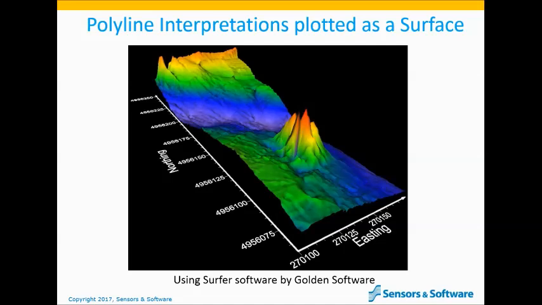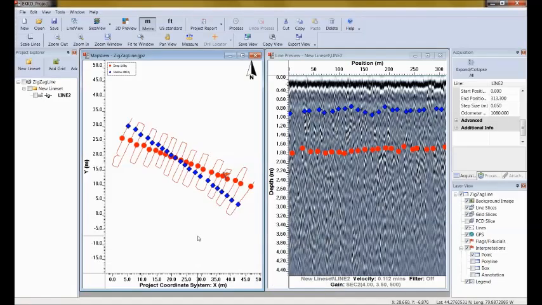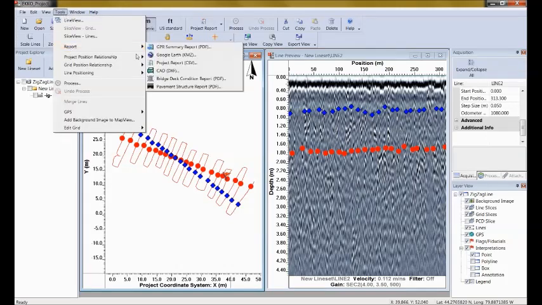Okay, the last thing I'm going to do, the last type of report that we're going to look at is the CAD report. And I'll try to be quick on this one because I know I've gone over time. So you'll notice that under Tools, Report, there's one called CAD. And CAD allows us to save the data to a DXF file.